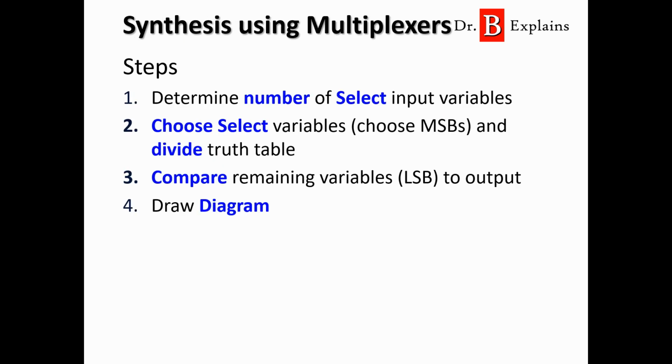So now, what are the steps to synthesize logic circuits using a multiplexer? First, we're going to determine the number of select input variables. That's going to depend on whether we're using a 2-to-1, a 4-to-1 multiplexer, or an 8-to-1 multiplexer. Or we can also have the 16-to-1 and so on. So the number of select input variables depends on which multiplexer we're going to be using.